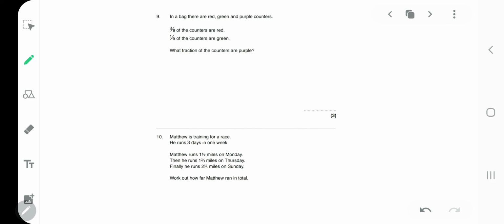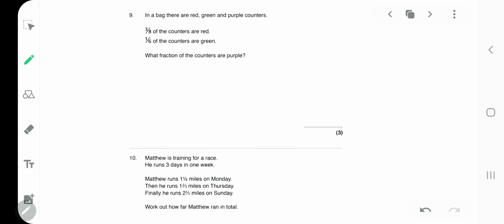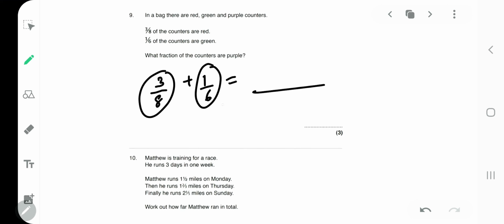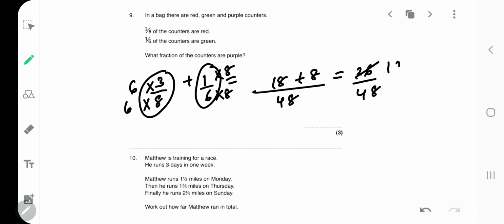Next we have, in a bag, there are red, green and purple counters. 3 upon 8 of the counters are red. So 3/8 are red. 1/6 are green. What fraction are purple? So you have to add red and green together. Let's see what we will get. So you can multiply with 6 here, 8 here. So you will get something like this. You can reduce in a table of 2. So you will get 13 upon 24 is the addition of red and green.